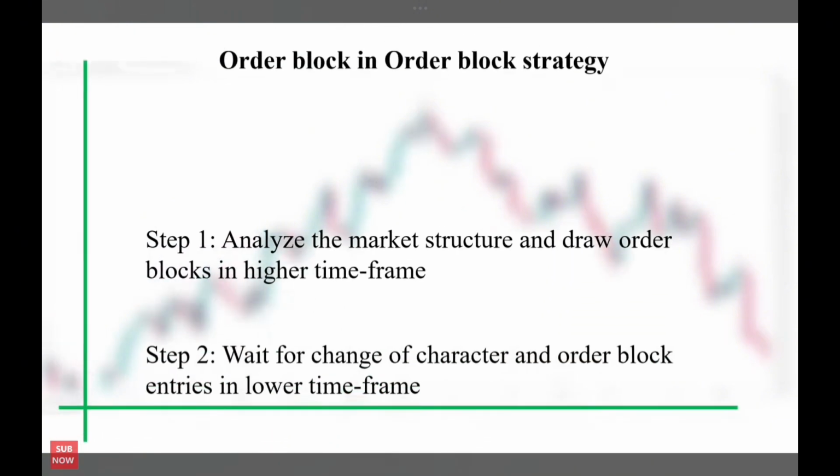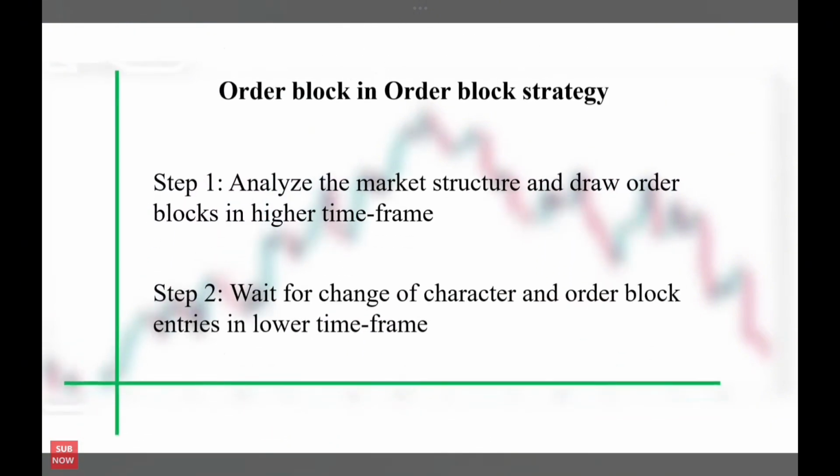This strategy has two steps. First, we analyze the market structure and point out order blocks in the higher time frame. Second, we zoom in to a lower time frame and wait for a change of character to appear, and look for order block entries. For example, if we have pointed out our order blocks in 4 hours, we look for entries in 15 minutes. With the same concept, if the higher time frame is 1 hour, we look for entries in 5 minutes.